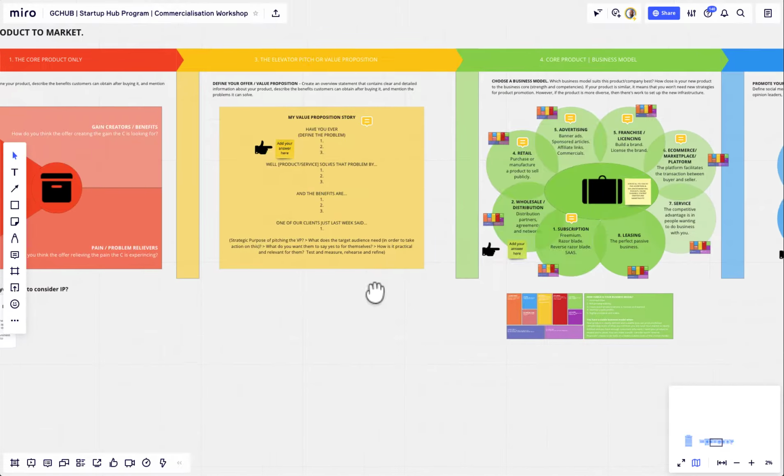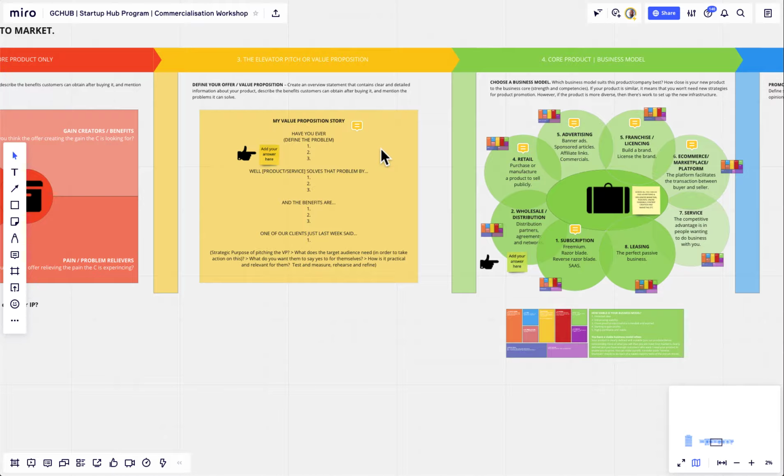Then we'll create your elevator pitch or value proposition. Now this is going to be very conversational in nature and begin something like, well, have you ever had that problem where you're trying to, and then you start to describe the problem. And so we create our elevator pitch.